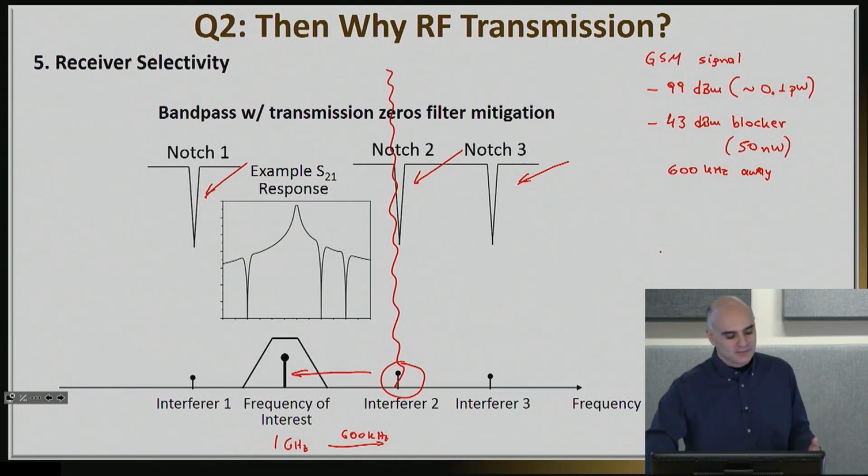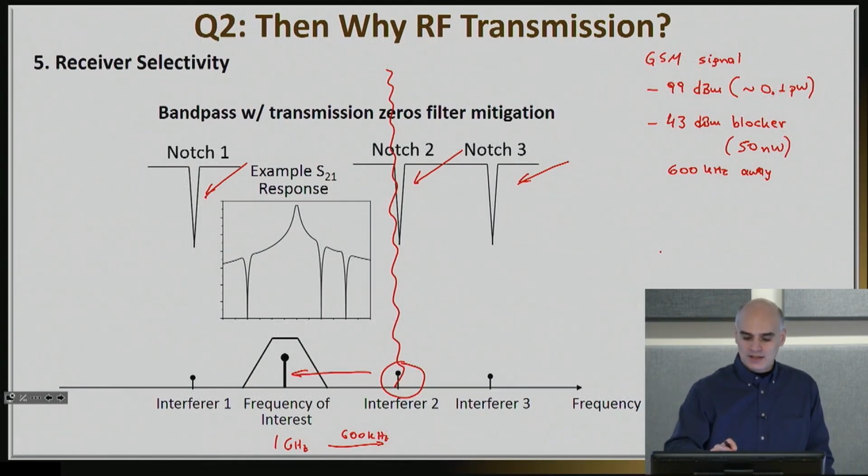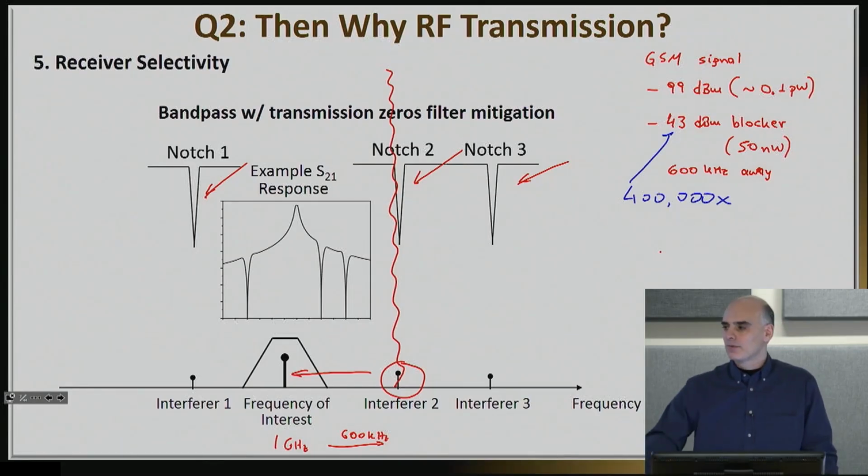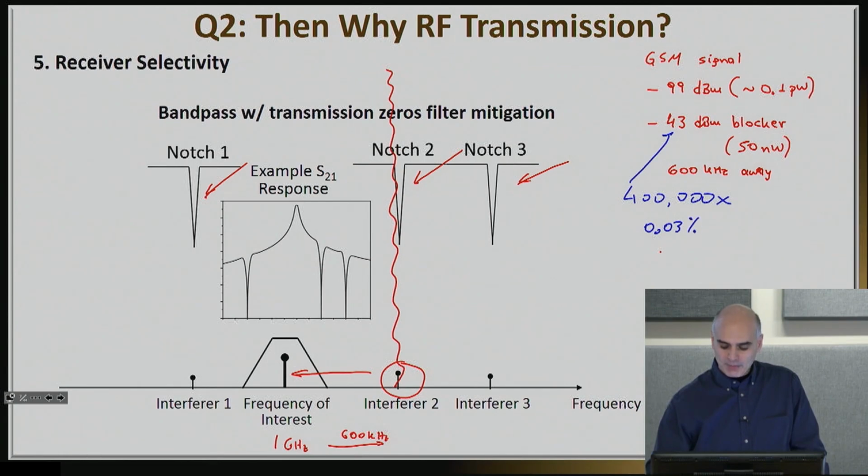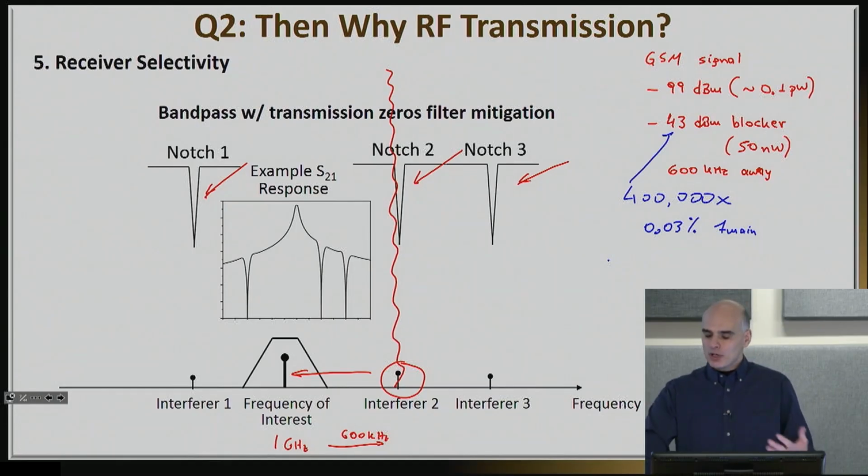Now, to put that in perspective, this guy here is approximately 400,000 times stronger than the signal of interest, and it's sitting only 0.03% away from the main frequency. To put it more in perspective, imagine that you're looking at the bright sun when it's really summer and it's very bright, and the moon is right next to it. The moon actually is about 400,000 times less bright than the sun, the full moon, and your eyes can actually see the moon. That's what the GSM receiver can do.